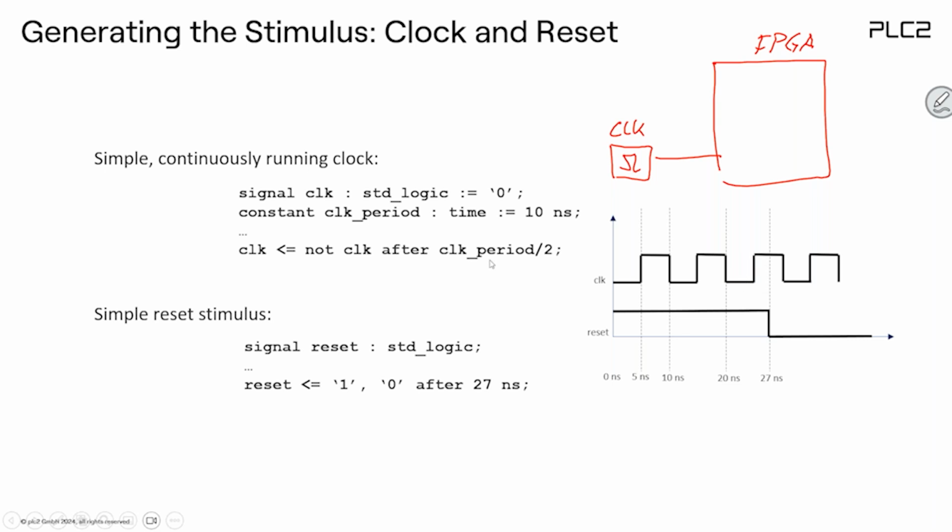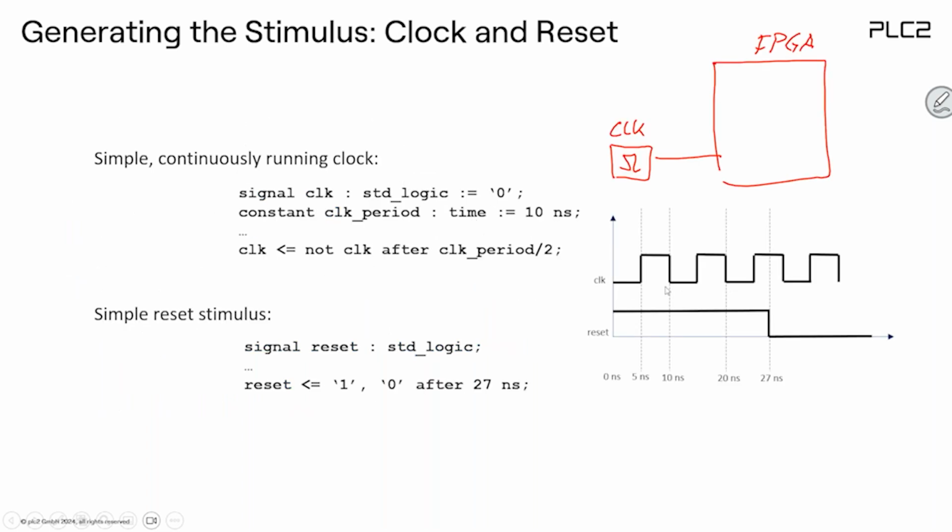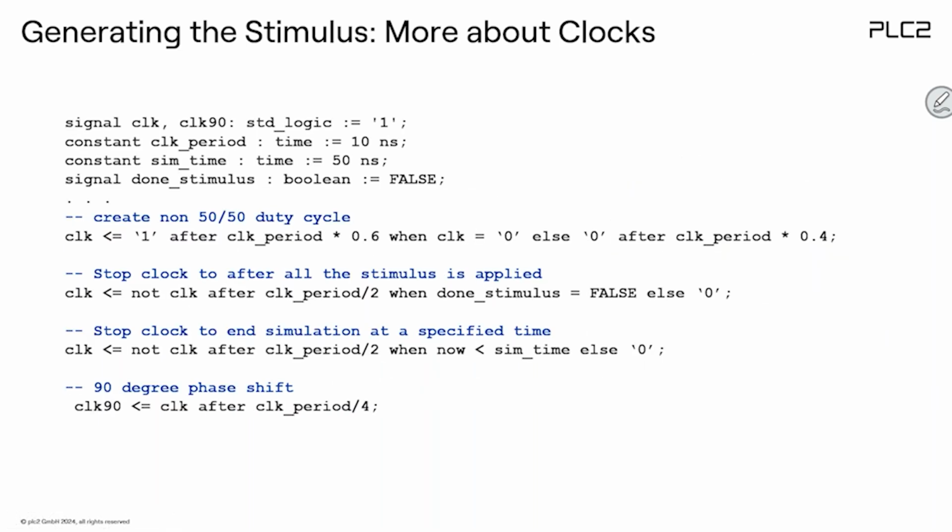But that would be how we can define the clock and the reset signal. So this is very simple stuff to define a clock with a ratio of 50-50. So in this case, what about if I don't have the 50-50? So non-50-50. So I can do this. For example, you can define a 60-40 clock. Say clock is 1 after the clock period 60%, when the clock is 0, else it is 0 after clock period 40%.